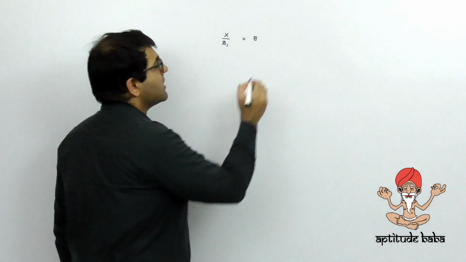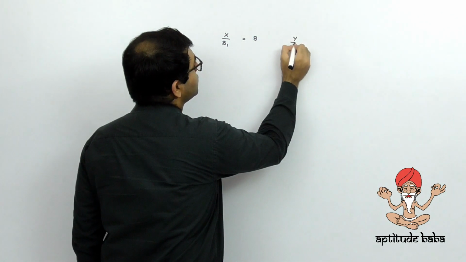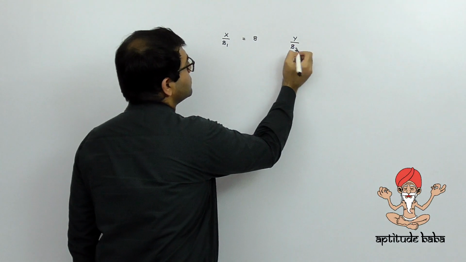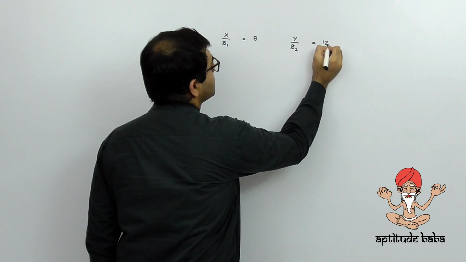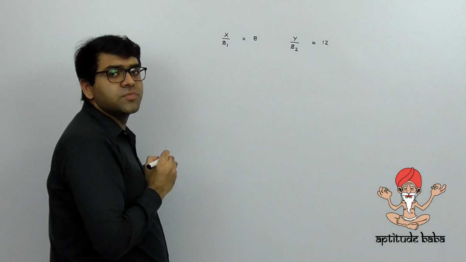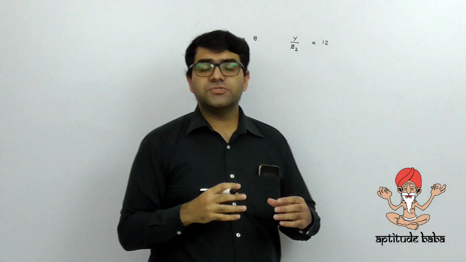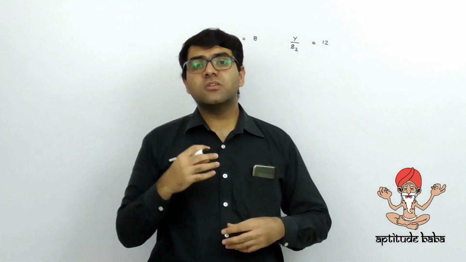In a similar fashion, I can assume the length of the second train to be y and its speed to be s2, so that y by s2 gives me the time taken by this train to cross a signal pole, which is 12 seconds. Also, I am given that these two trains while moving towards each other cross each other in 10 seconds.